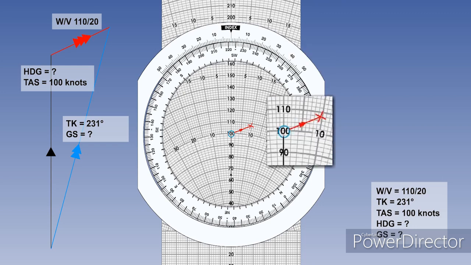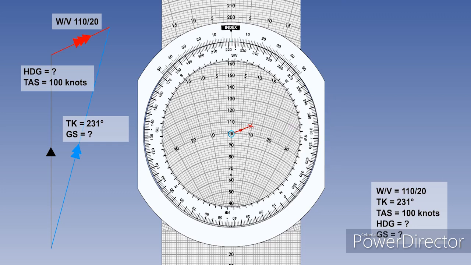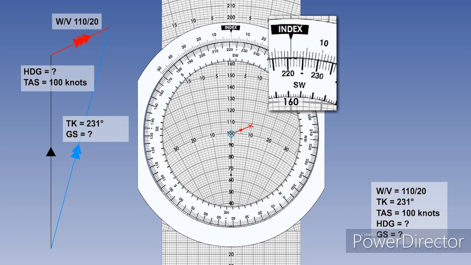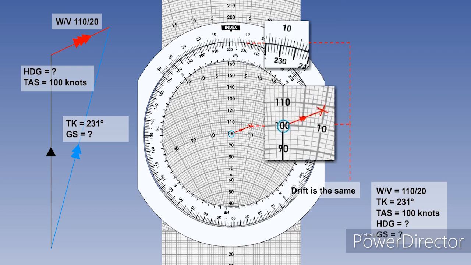You'll notice that the wind mark has now moved nearer to the 10-degree starboard drift line, due to the movement of the window disk. Because of this, we have to adjust the window again, to take account of this new drift of 10 degrees starboard. Rotate the window to put 221 degrees under the index. You'll see that the wind mark remains on the 10-degree drift line.